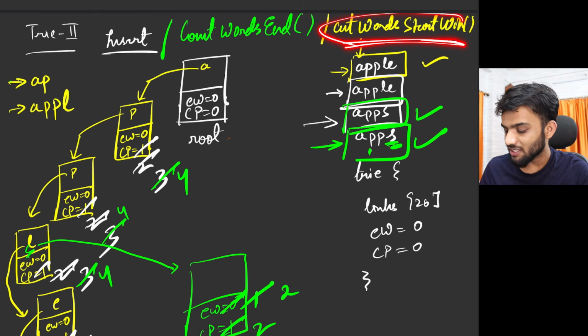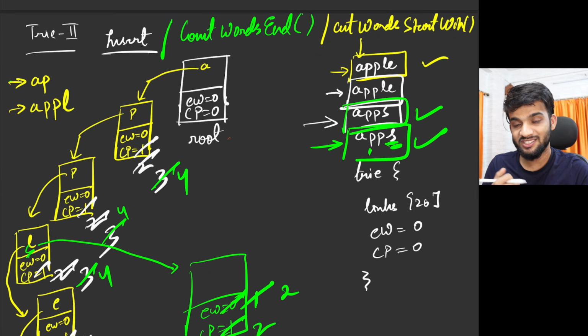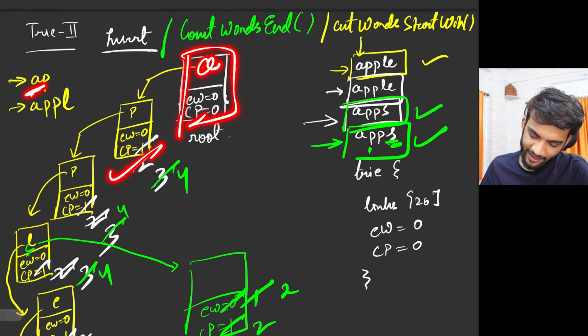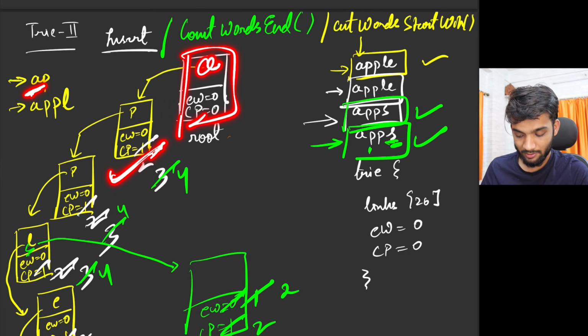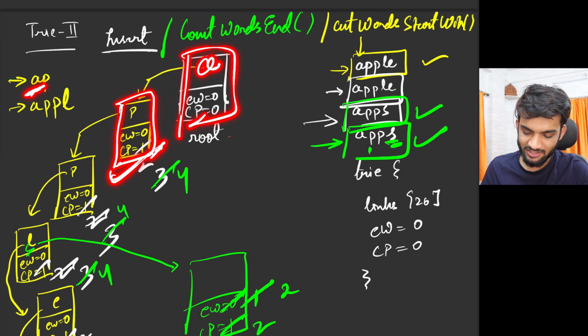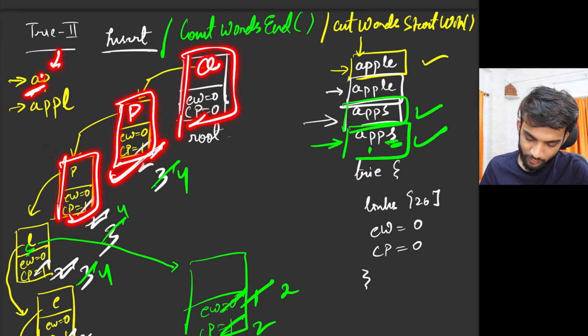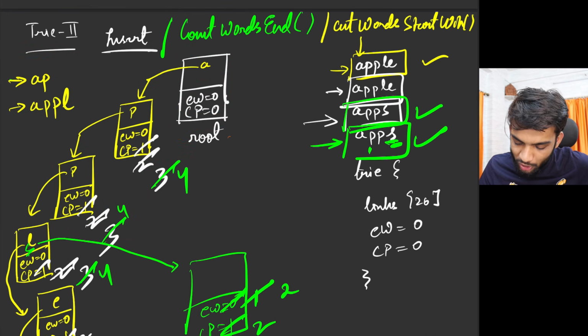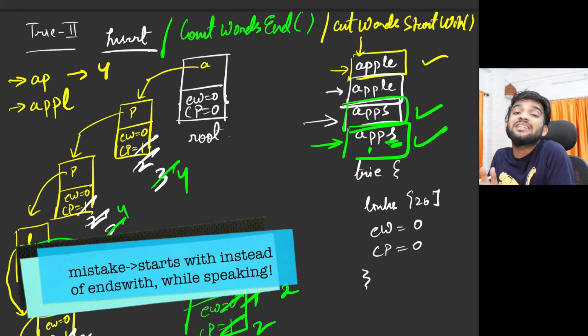Count words start with. Yes, count words start with. So if I'm saying how many start with AP, you're initially starting with root. Does A exist? Yes. This is the try. I move here. What's next? Does P exist? Yes. We move here. We are done with AP. How many? For this P, what's the value? 4. So there are 4 words that start with AP.